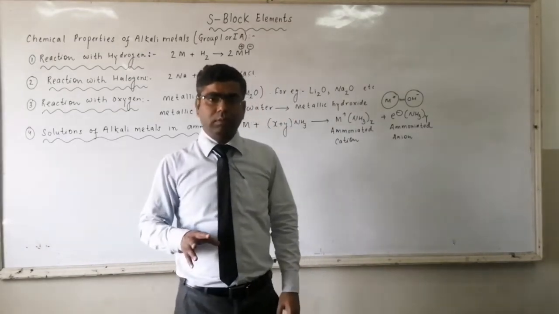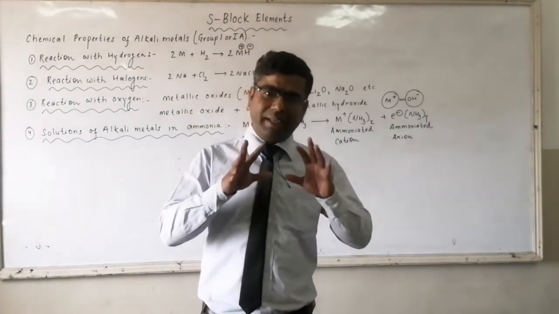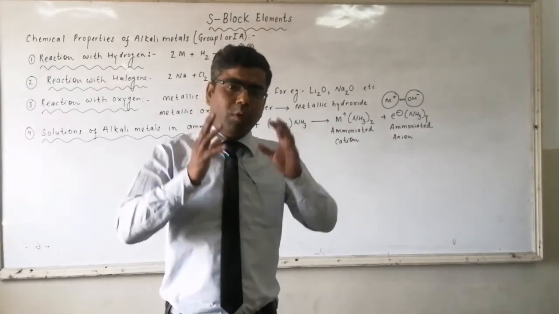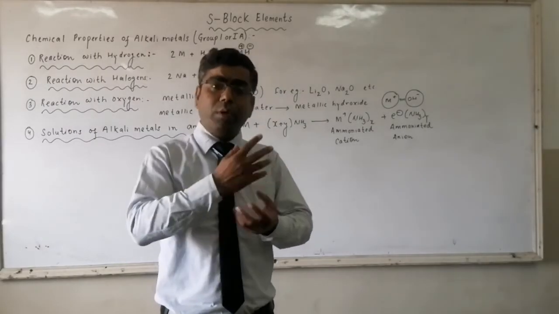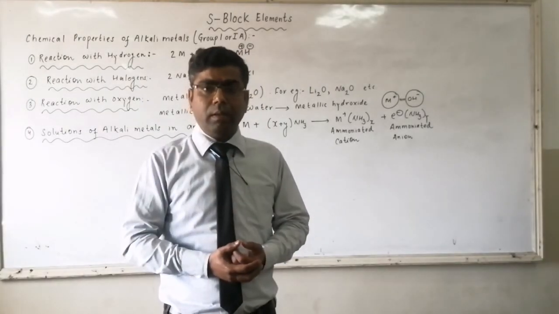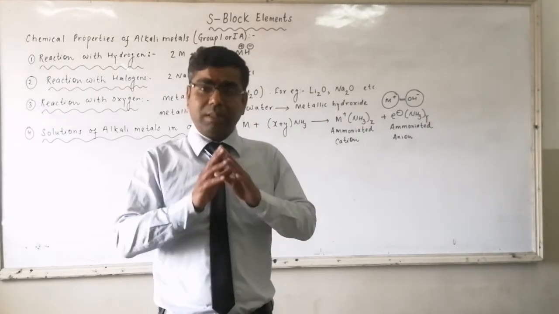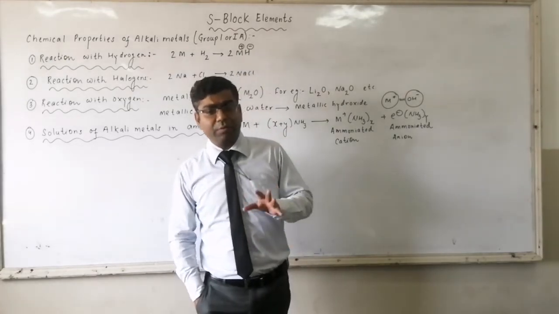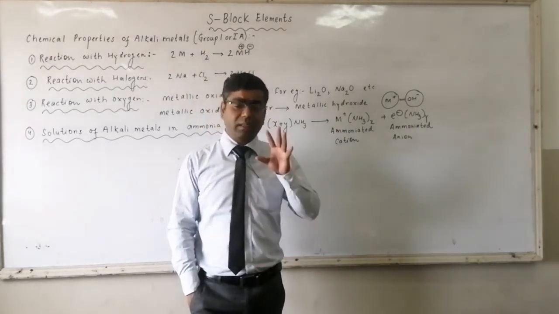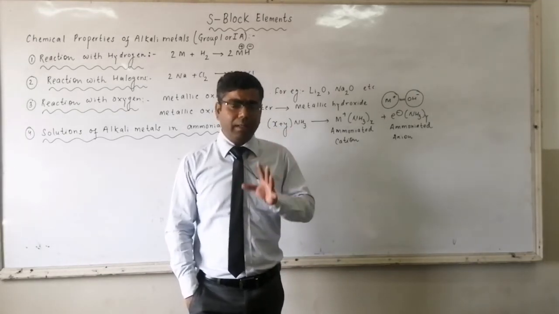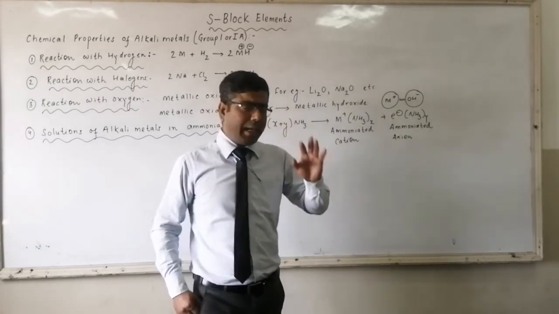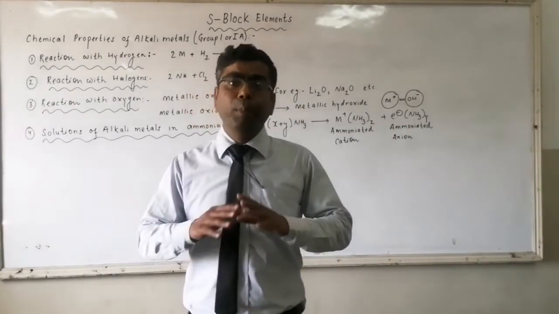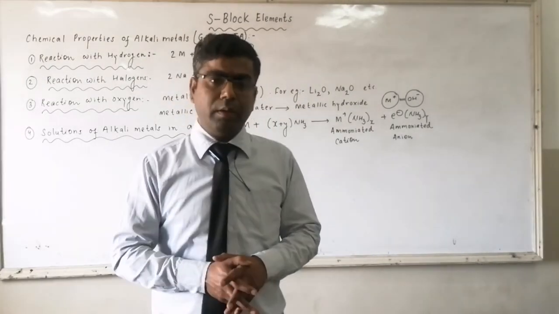So when metal is added to ammonia, we get the ammoniated cation, M plus ion surrounded by ammonia molecules, and the ammoniated electron, which is surrounded by ammonia molecules. As cations and anions are there, positive and negative charge is present in the solution. The presence of positive and negative charge is responsible for electrical conductivity of the alkali metal solution in ammonia. And this ammoniated electron is responsible for the blue color of the solution.